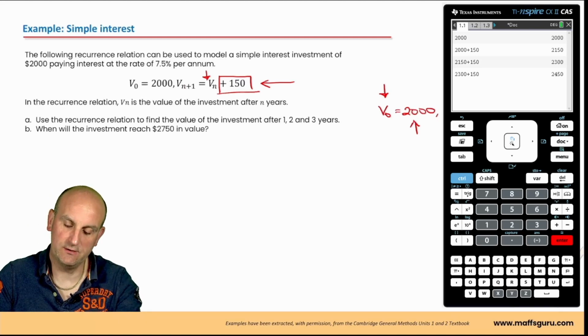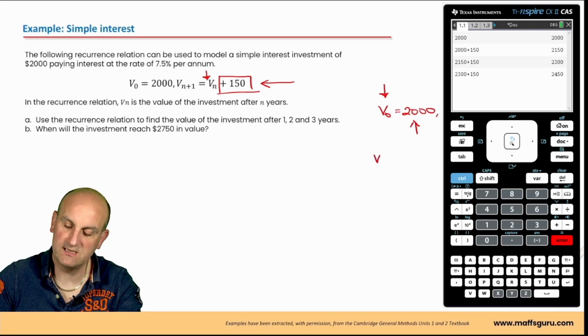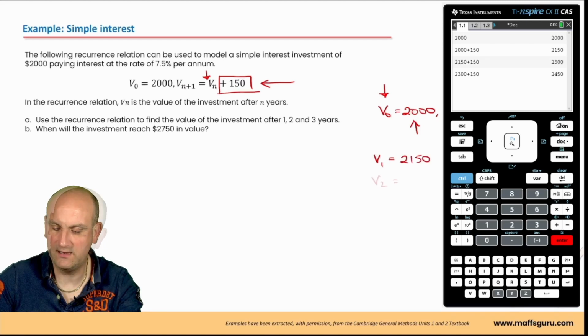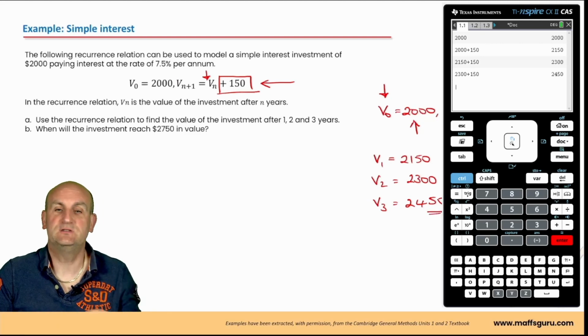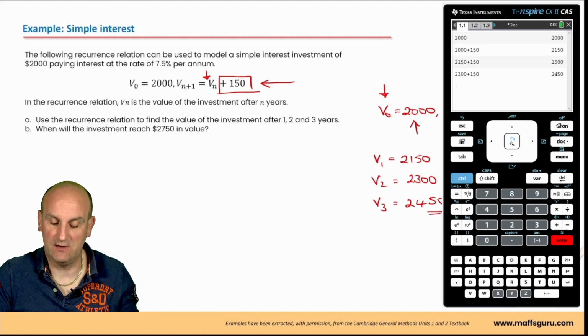Right, so what have we got here? In the recurrence relation, find the value of the investment after 1, 2, and 3 years. So they're asking me to write V1 would be equal to, what do I have? 2,150. V2 is 2,300, got to get my eyesight tested, and V3 in that situation would be 2,450. Now again, you may turn around to me and say, but I can add on 150 every single time. That's fine, then add on 150, do it, that's not a problem. I'm just using the calculator to show people how to use the calculator.